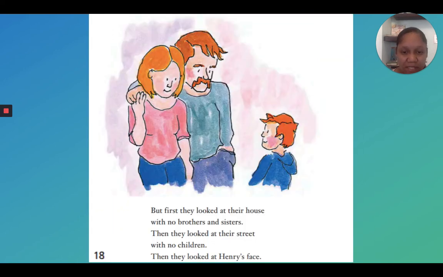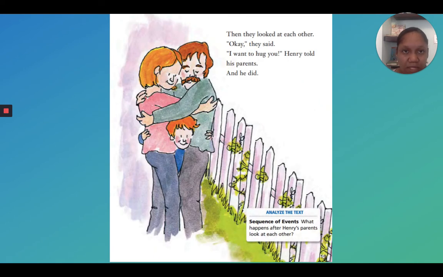But first, they looked at their house with no brothers and sisters. Then they looked at their street with no children. Then they looked at Henry's face. Then they looked at each other. Okay, they said. I want to hug you, Henry told his parents. And he did.